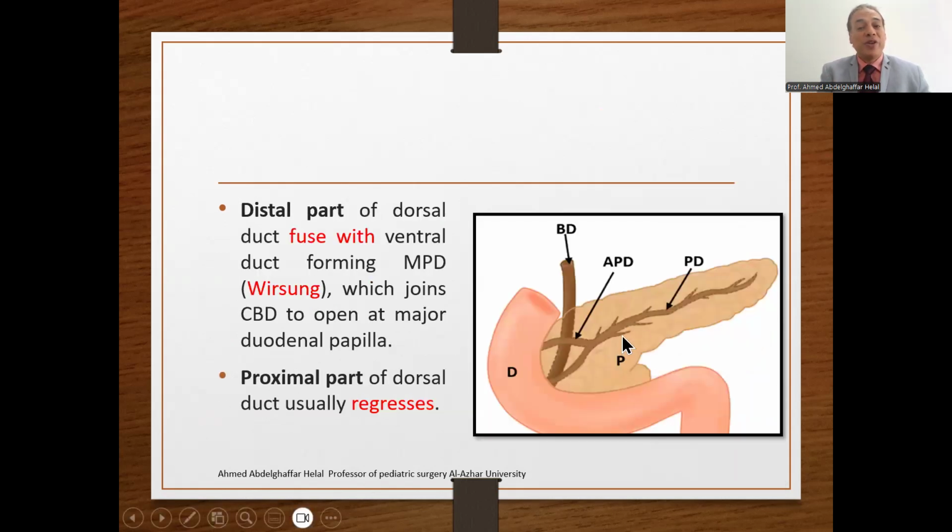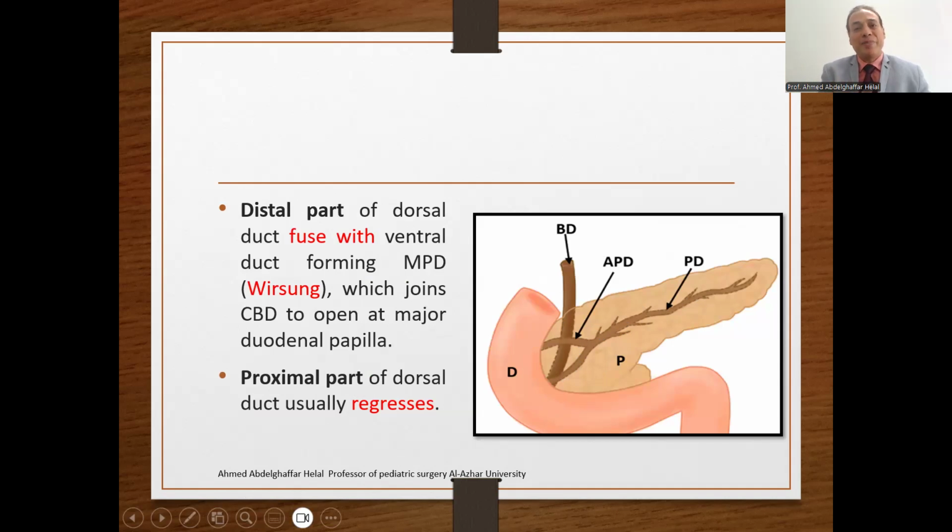The fusion of the duct is very important. The distal part of the dorsal duct, we mean by dorsal duct the duct of the dorsal pancreatic bud, fuses with the ventral duct. So the ventral duct fuses with the distal part of the dorsal duct, forming what's called the main pancreatic duct or duct of Wirsung. The proximal part of the dorsal pancreatic duct usually regresses. However, it may persist and form what's called the accessory pancreatic duct.